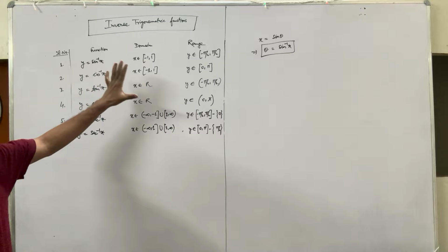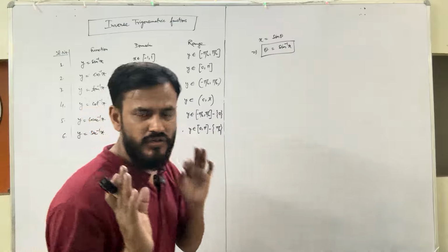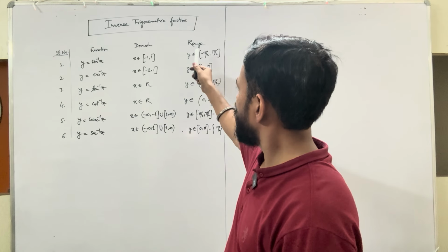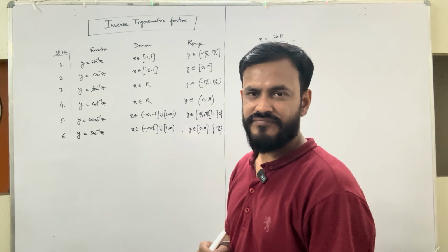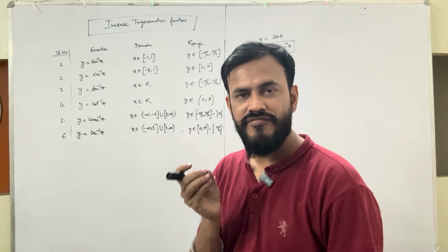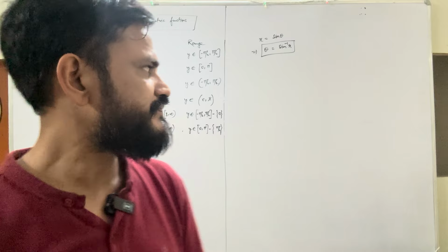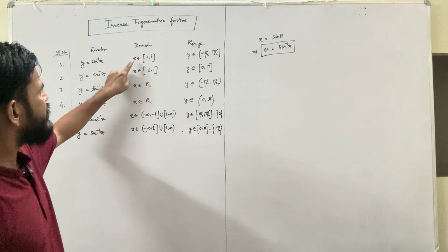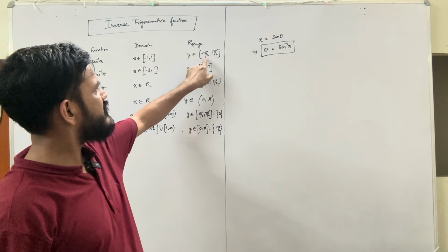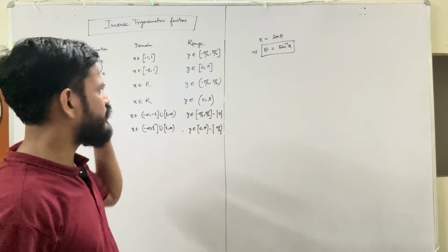Now this table lists the principal domain and principal range of the function. In your board exam, you are mostly asked about the range of the trigonometric function, or the principal value of the trigonometric function. For example, for sine inverse x, x must lie between -1 and 1, and its range is from minus pi by 2 to pi by 2, that is the fourth quadrant and the first quadrant.